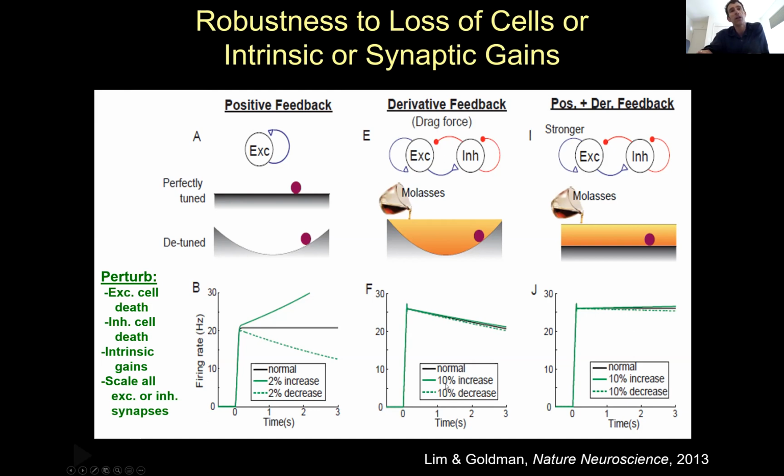And therefore here, showing 10% increases or decreases in whatever of these perturbations, killing cells, increasing gains, etc., hardly changes the activity at all. And can one have a combination, kind of have one's cake and eat it too? Yes, one can. By adding a little bit more excitatory feedback, one can have a net overall positive feedback, and then one can have perfect persistent activity and also this robustness to perturbations.